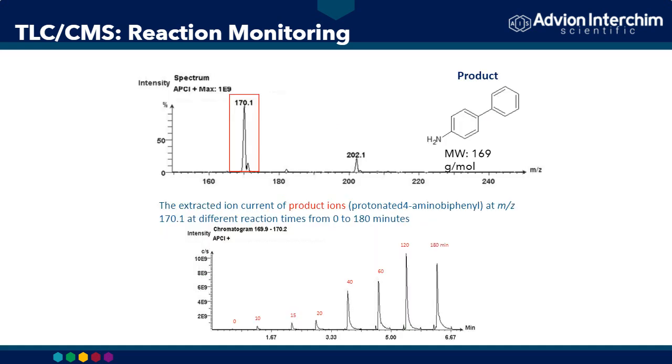Okay, so each spot was then extracted into the Plate Express, and you can see our product spectrum here for the 4-amino biphenyl. So a molecular weight of 169 gram per mole, and then it shows up as a proton adduct, so M plus H at 170. And what you can see in the bottom figure is that over time, as expected in the reaction, the product is appearing, and what we should also see, not shown here, is the reactant disappearing.